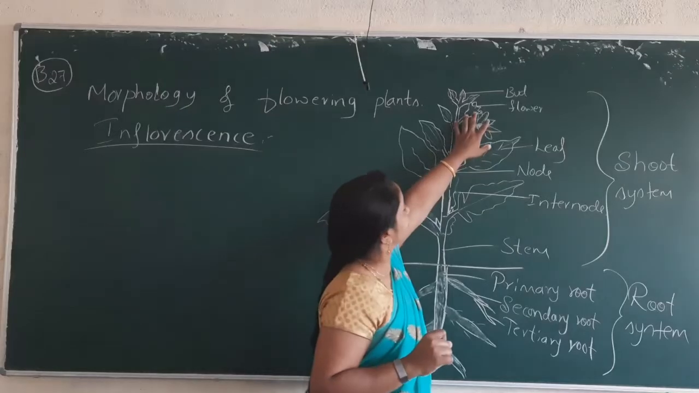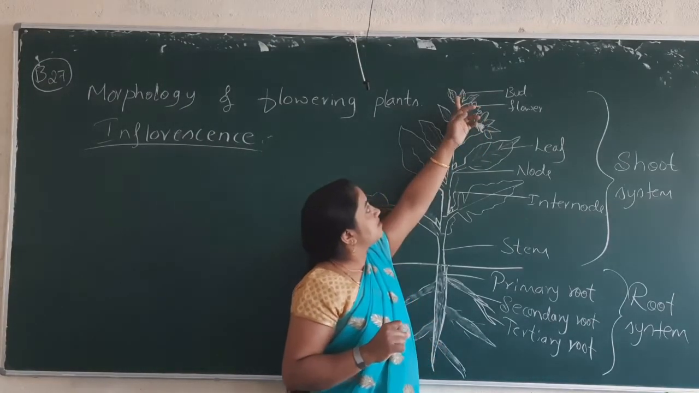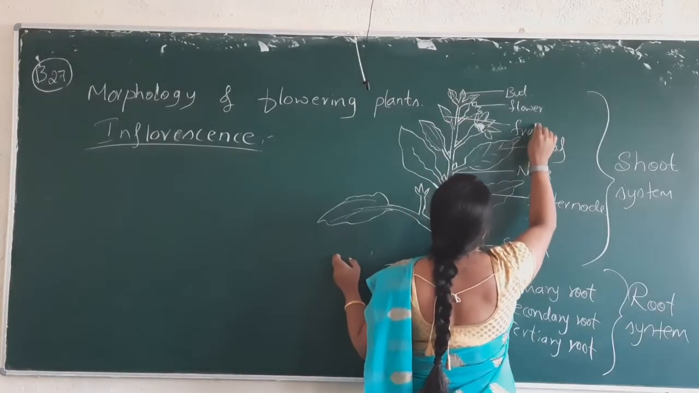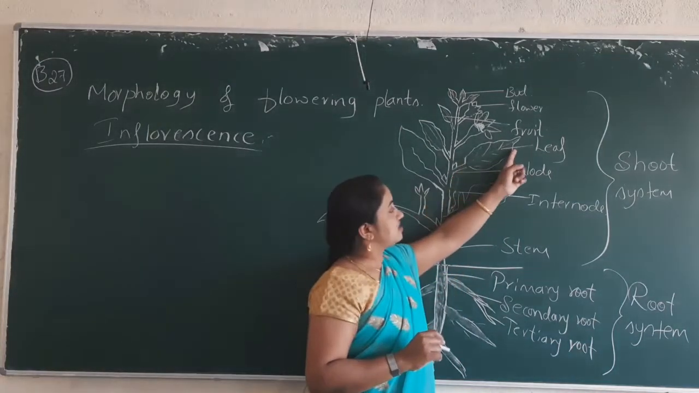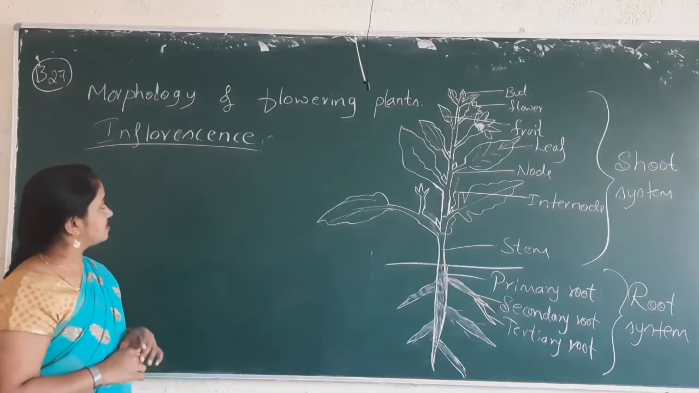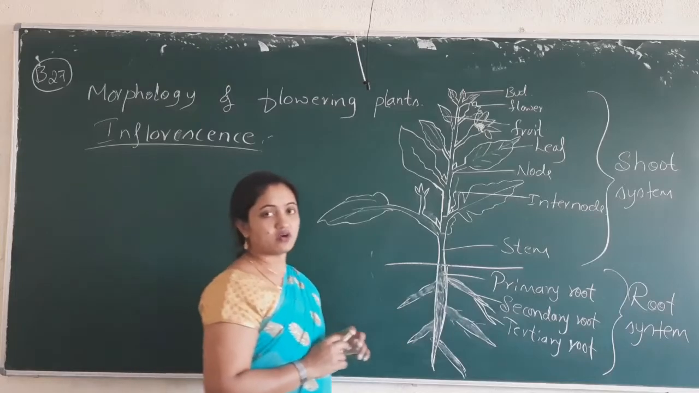Now here you can see the flower, and the flower is in bud condition, and this is the fruit of the plant, and these are the leaves. Okay, with this we move on to our next concept. The concept name is inflorescence.